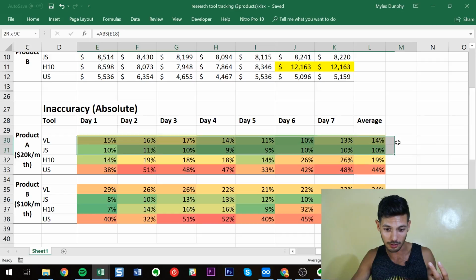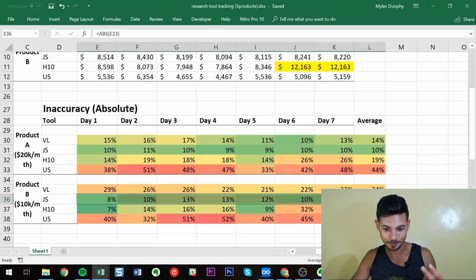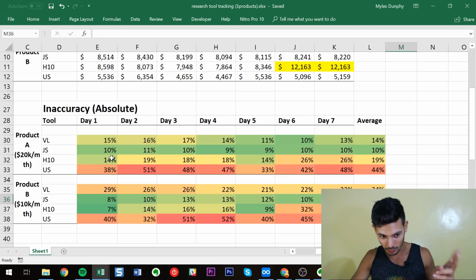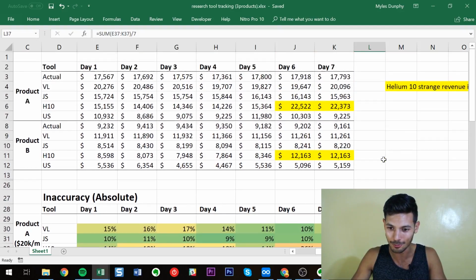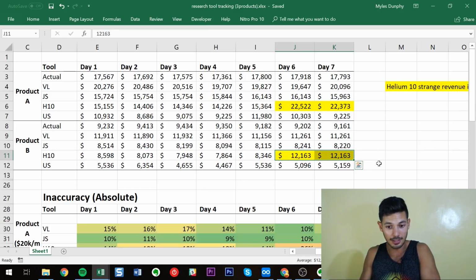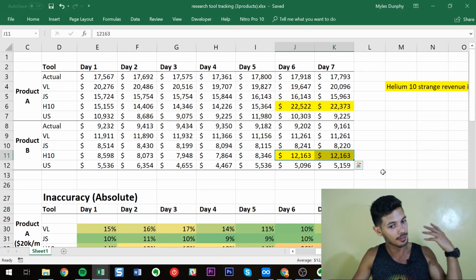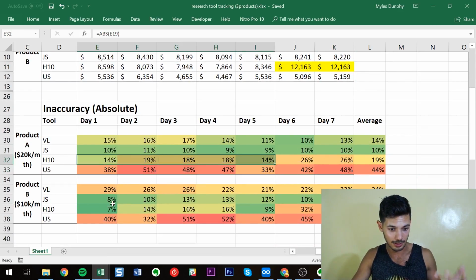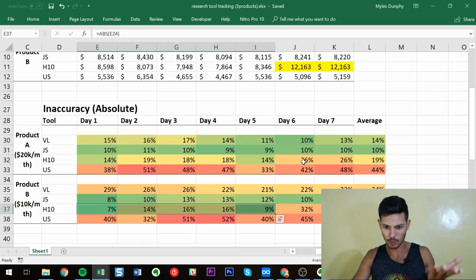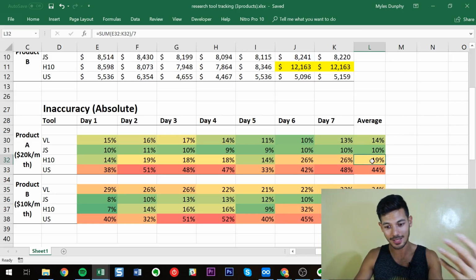Jungle Scout was pretty good, 10% off and 10% off. Helium 10, which again is free versus Viral Launch and Jungle Scout, paid tools. Helium 10 was on average 19% off, roughly on both of them. There was one thing that I didn't like about Helium 10, which was this weird, significant jump up in the last 2 days of the data that I was gathering. I can't explain that, don't know what's going on, but it's included here in the numbers. And so you can see here, it was pretty good actually. 14 to 20% off, and similarly pretty good, and then it just jumps way up, so it was way off. But on average comes out at 19%.